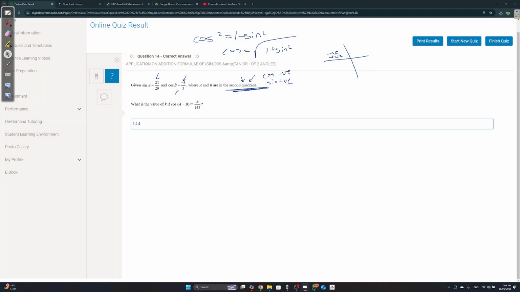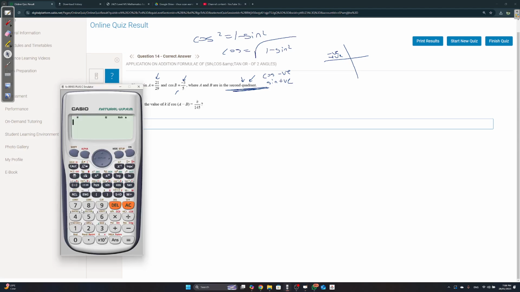Okay, let's do square root of 1 minus sine squared. So 21 over 29 squared, you're going to get 20 over 29. So cosine A is going to be 20 over 29. But are we going to take it positive or negative? You can take it negative 20 over 29.